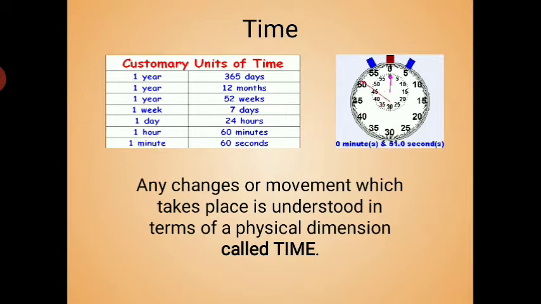Similarly, a month was measured from one new moon to the next. A year was fixed as the time taken by the earth to complete one revolution of the sun.